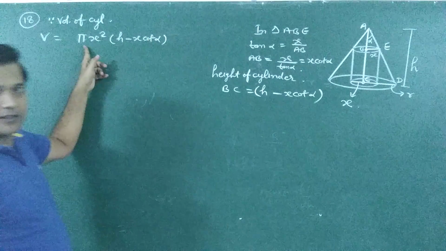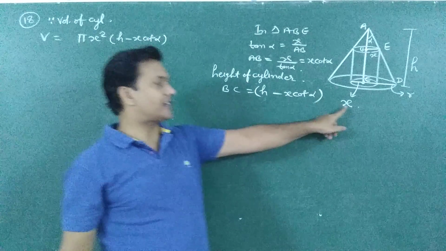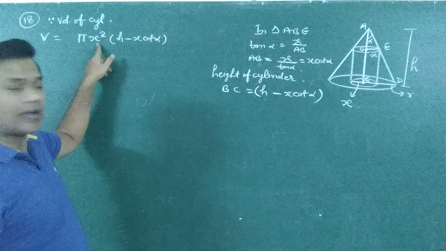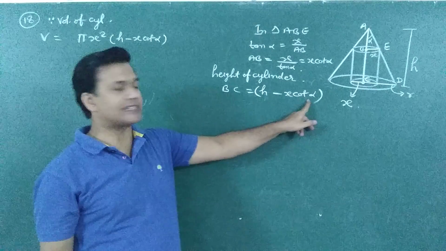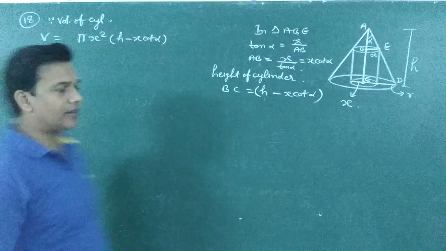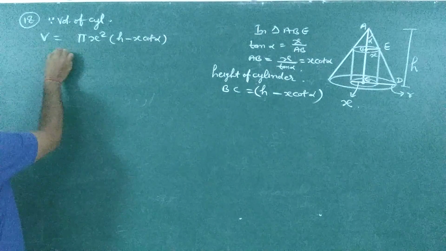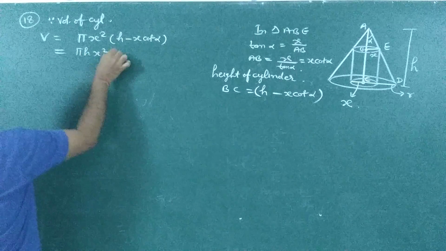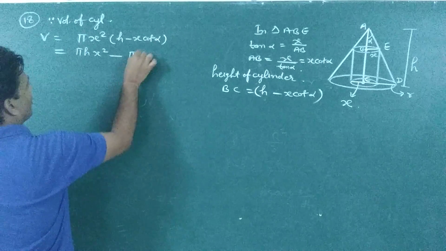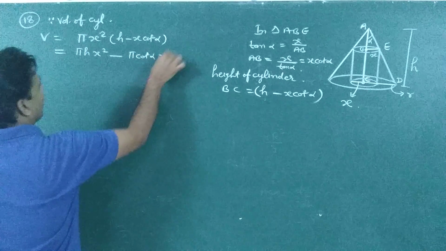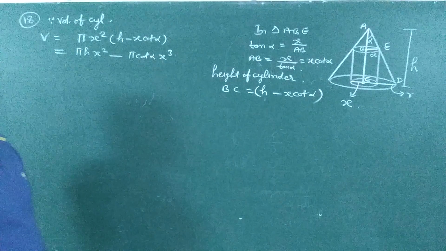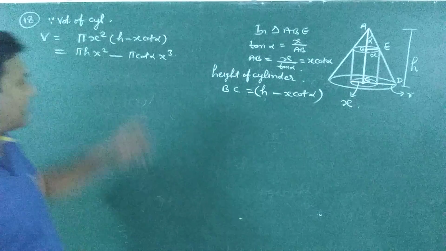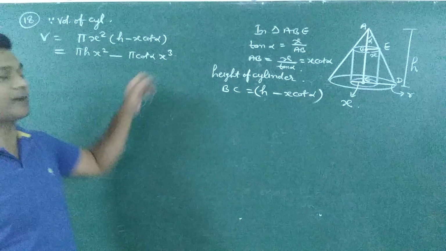Pi is pi, r means the radius of the cylinder is x, that's why I write here x square, and h the height BC, h minus x cot alpha. So now we have this one, going to open this one: pi h x square minus pi cot alpha x cube. Now alpha and h are constant here, that's why we are going to differentiate this with respect to x.